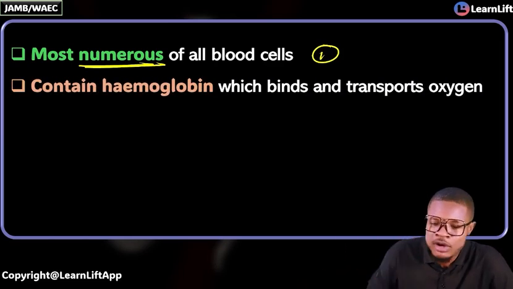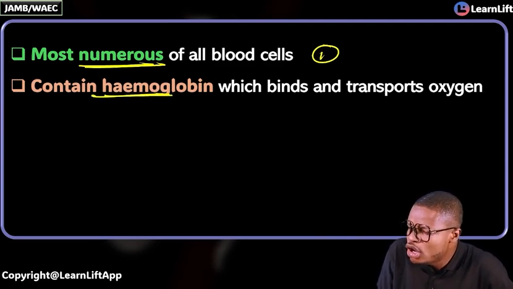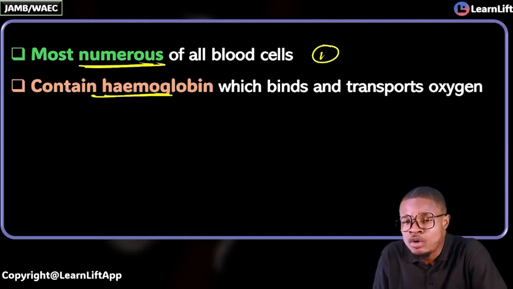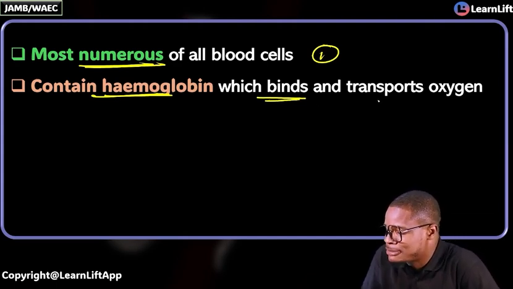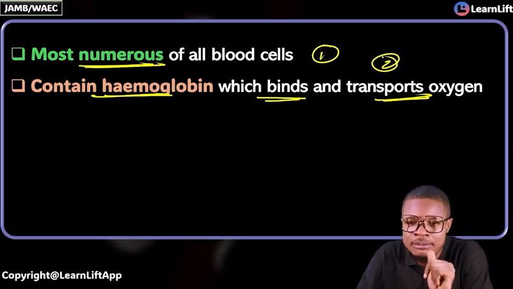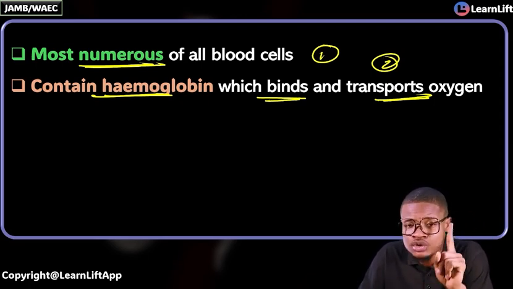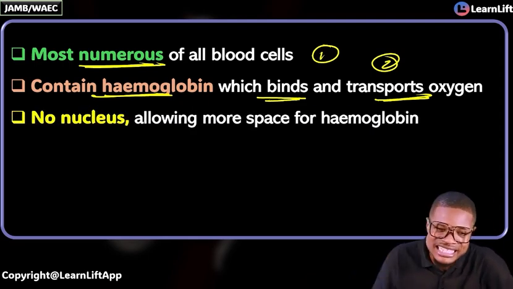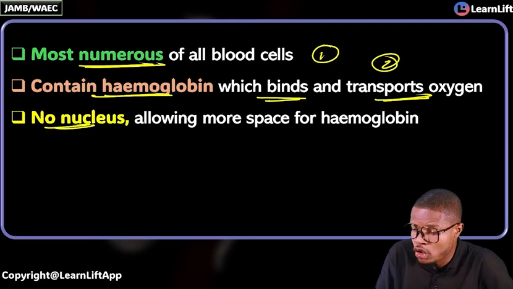Number 2, red blood cells contain hemoglobin, the oxygen transporter. It is in the red blood cells. So they contain hemoglobin, and that hemoglobin binds and transports what? Oxygen. This is number 2. Red blood cells are the ones that contain what? Hemoglobin. So number 1, they are the most numerous. Red blood cells are the most numerous. Number 2, they contain what? Hemoglobin. Number 3, they have no nucleus.